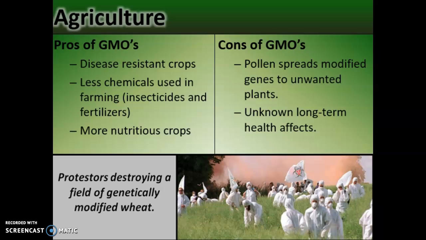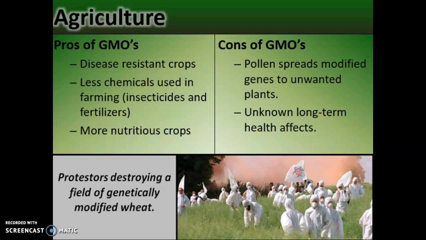However, not everybody thinks that GMOs are the greatest things. That's because there are some problems with GMOs. One of the problems is that the pollen produced by these GMOs spreads these enhanced genes to unwanted plants. What ends up happening is that we put the gene for Roundup resistance in the soybeans, but it doesn't necessarily stay in the soybeans. It can spread over to the weeds. So now we have what we call super weeds that can't be killed by normal chemicals.